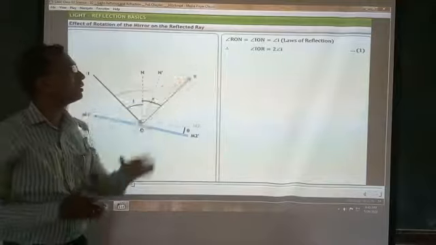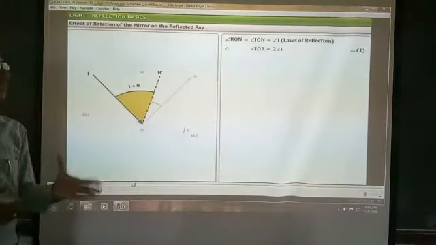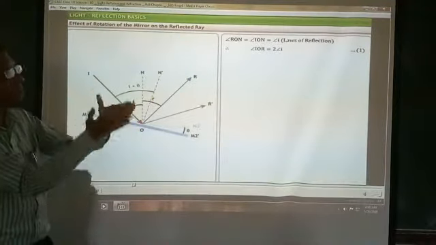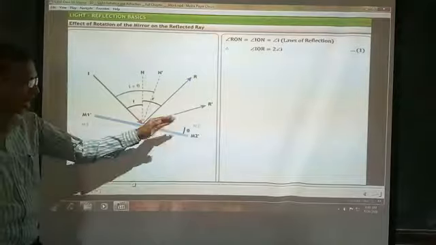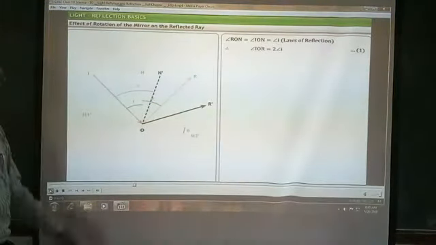The reflected angle is also changed. It means the incident angle will change by some amount. So the incident angle I plus theta will be the variation, because the plane is slightly inclined. The plane will be rotated.